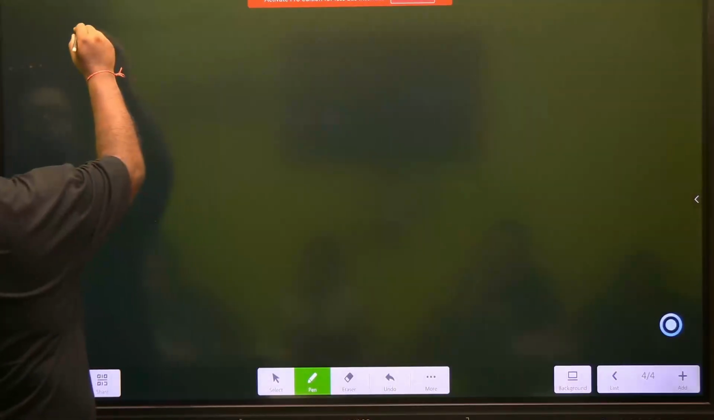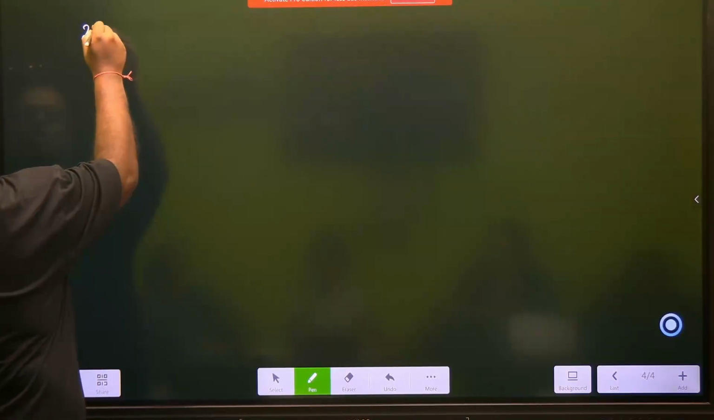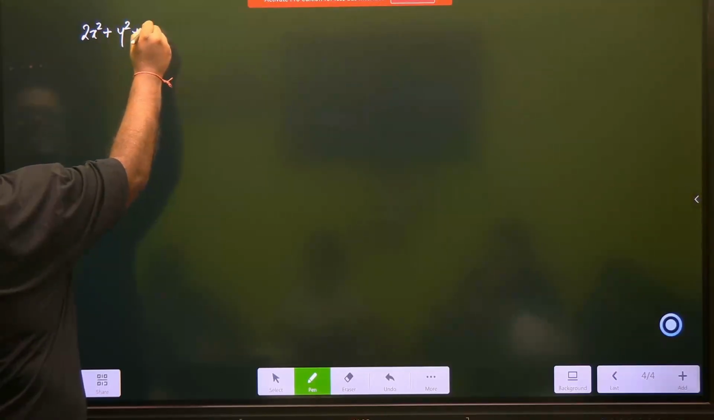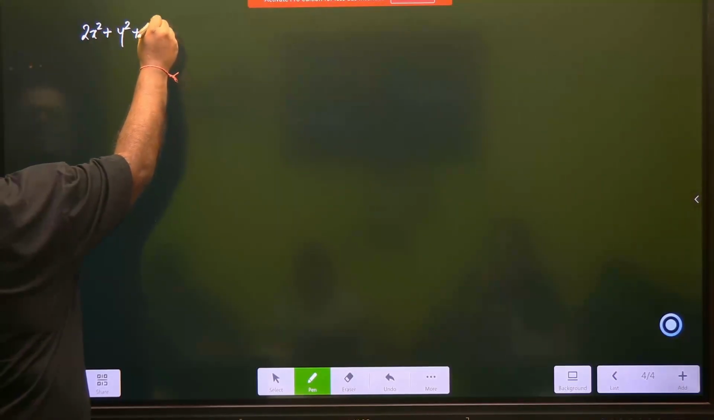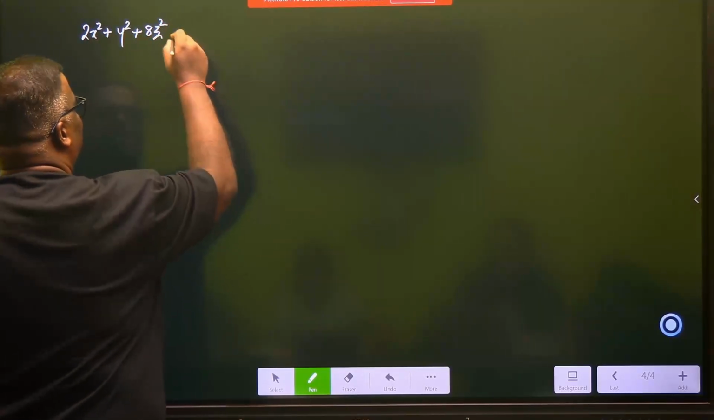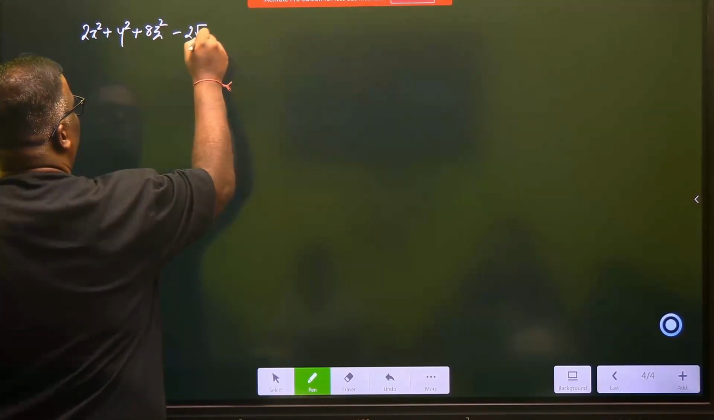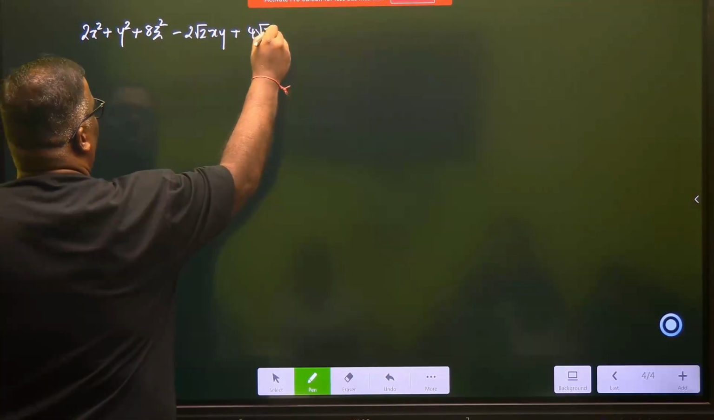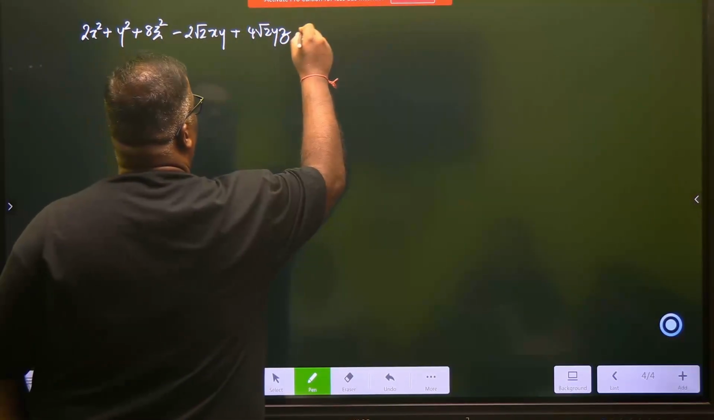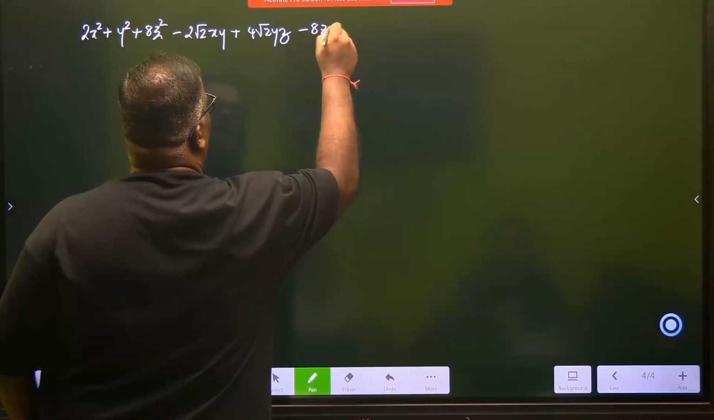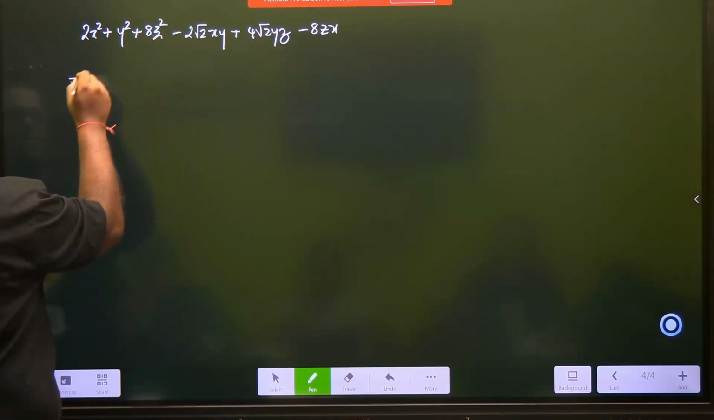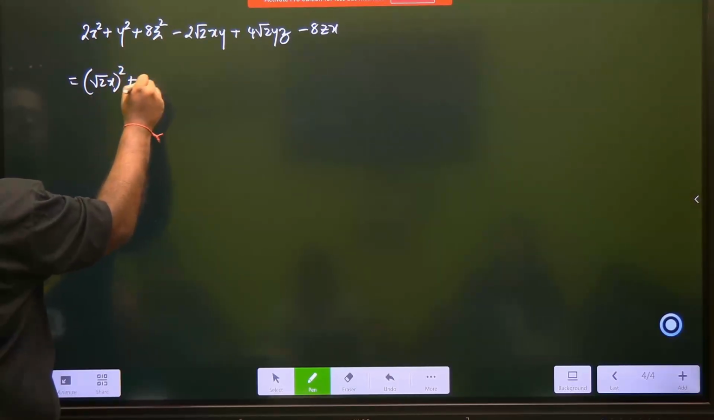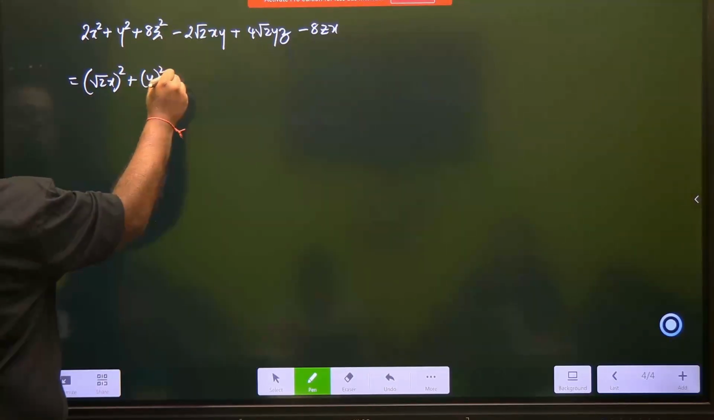Okay. 2x square plus y square plus 8z square minus 2 root 2 xy plus 4 root 2 yz minus 8 zx. Hey, unnecessarily you are worried about this. So this becomes root 2x whole square. This becomes y square. And we will see 8.